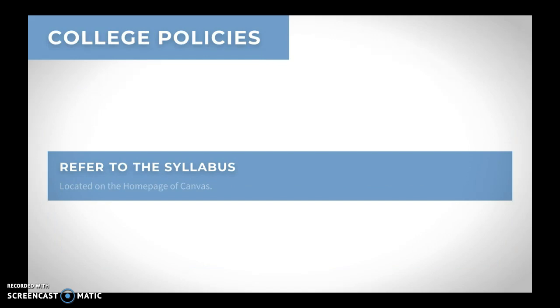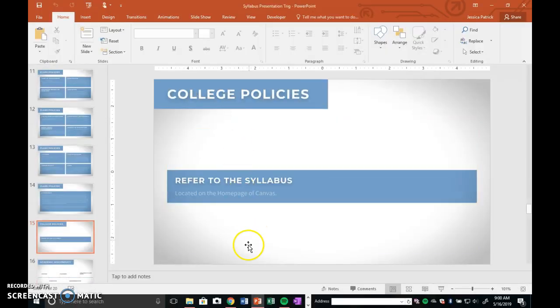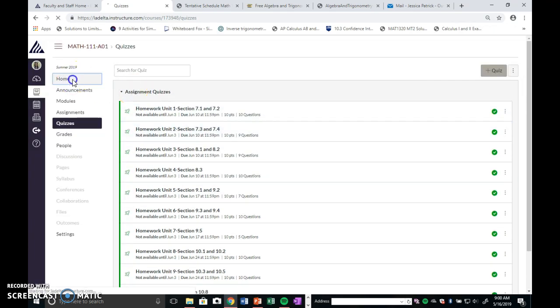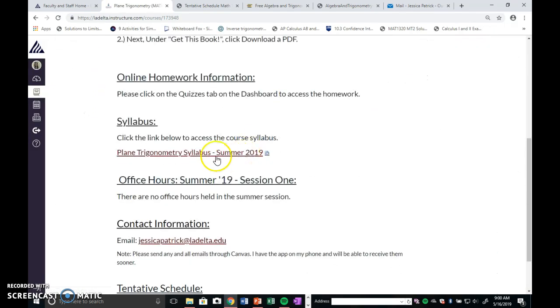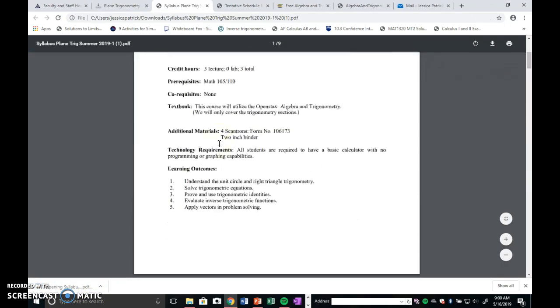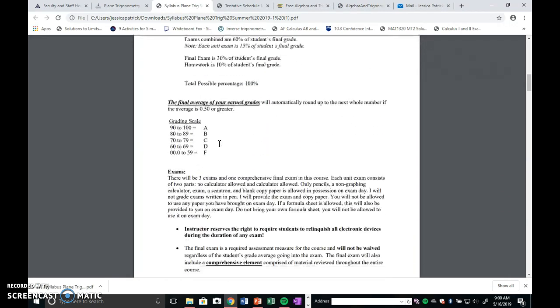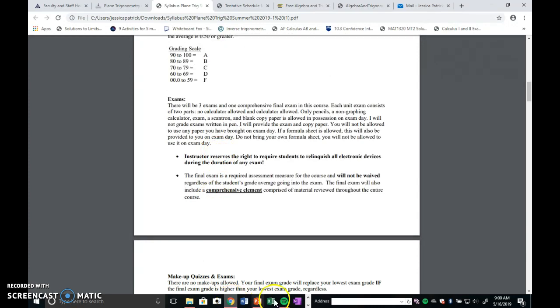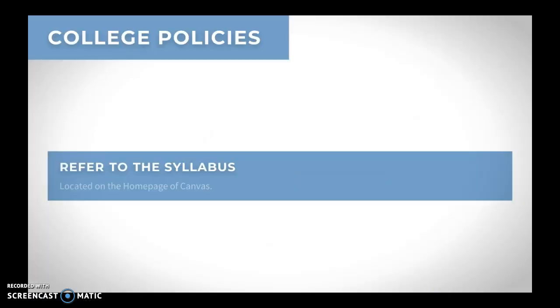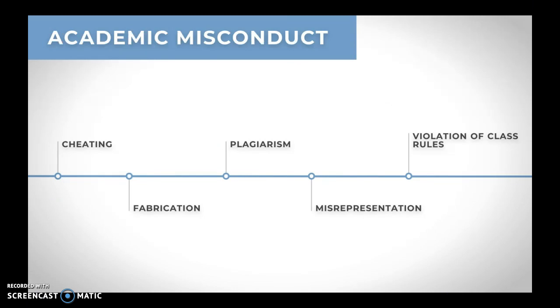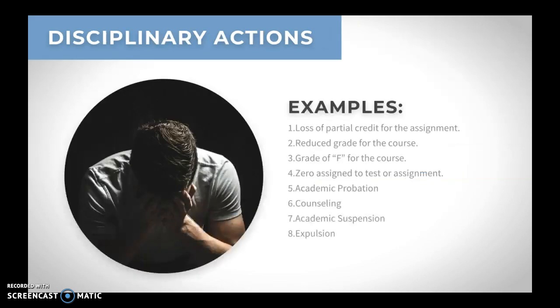Okay, for all the college policies, those are located on the syllabus, which is on Canvas. Okay, so if we go to the home page, go down a little bit, there's our syllabus right here. Click that. This is the actual Word document, which you do need to read entirely on your own, okay? It will talk about academic misconduct. So if you do any of these, then I can do any of these right here, okay? So this would be the disciplinary actions. But hopefully we won't have to do any of that.